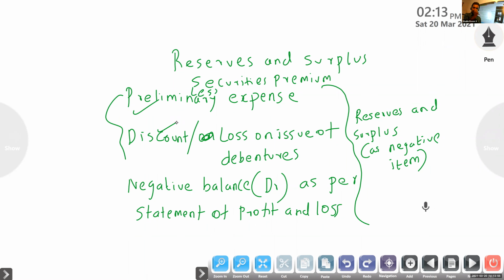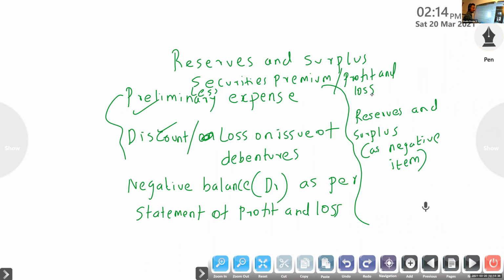Securities premium: suppose you issue shares at a price more than the face value. Already I said if you want to purchase one share, you have to give 10 rupees. If it is a reputed company, we can issue shares at a price more than the face value, say 12 rupees; that 2 rupees is securities premium. From that only we minus these. Suppose the company has no securities premium, then we take the statement of profit and loss. From profit, we will write off these two losses: preliminary expenses and discount or loss on issue of debenture.